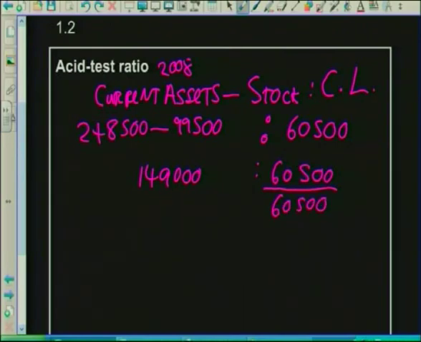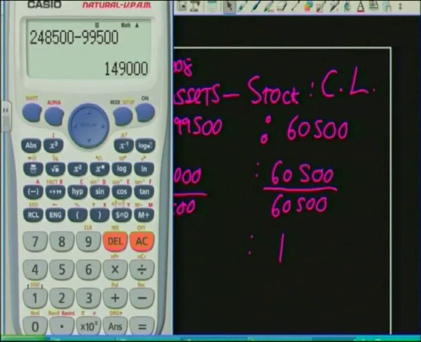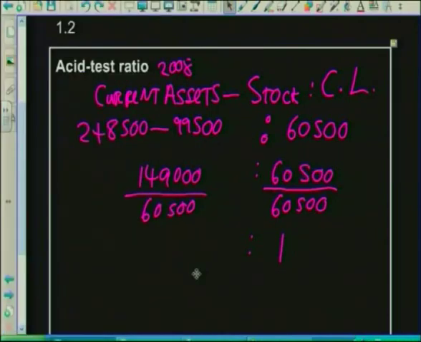Whatever I do on the right-hand side, I've got to do on the left-hand side. So divide by 60,500, and I'm ending up with 2,46. Okay, so we've got a ratio of 2,46, or if we round this off, 2,5 is to 1. Okay, are we all happy with that calculation? Easy calculation, 4 marks. As long as you know your formula, it's very easy to then find the amounts from the given information. Right, let's now move on to the next ratio that we're going to have to calculate.